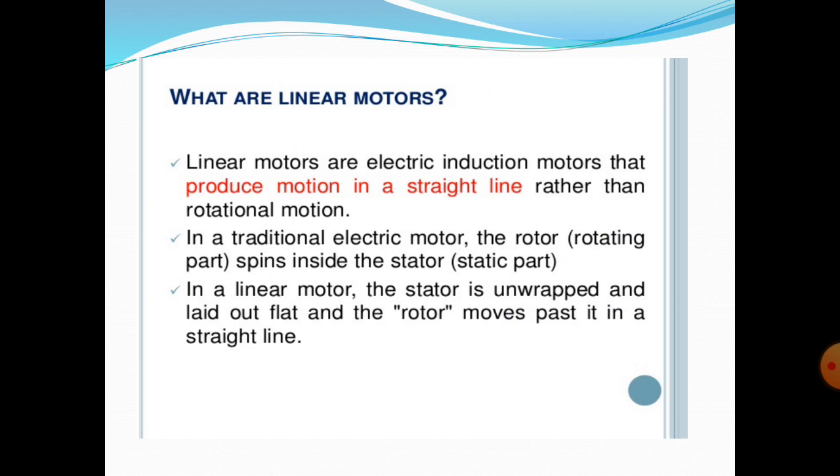Nowadays, we have extensive research in the area of propulsion and the development of linear motion. That means theoretically each type of rotating machine may find a linear counterpart. Linear means a straight line, and linear motors are electrical induction motors that produce motion in a straight line rather than rotational motion.